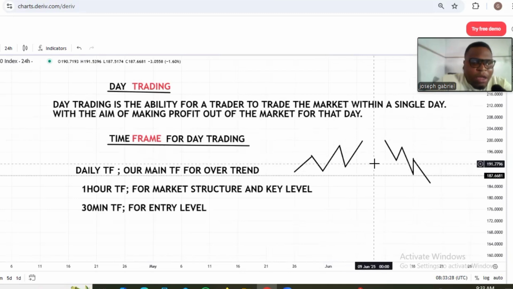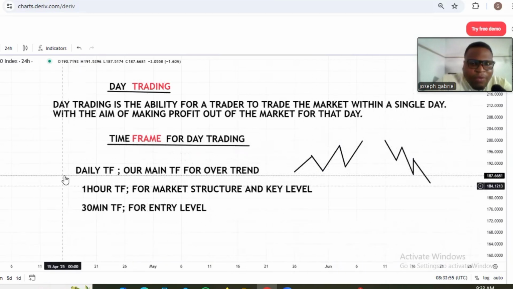Don't worry, guys, don't be afraid. I will explain everything to the best of my knowledge so that you can understand, because my goal is to make you understand this. My goal is to make my students and those watching understand my strategy very, very well. So if you look here now, we have a bullish structure and a bearish structure.